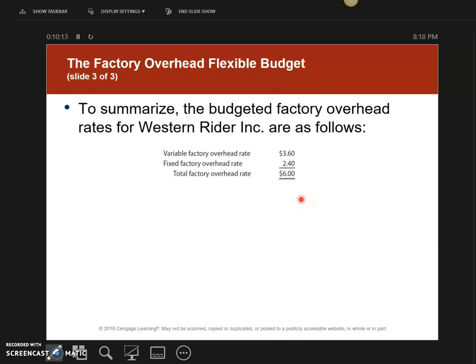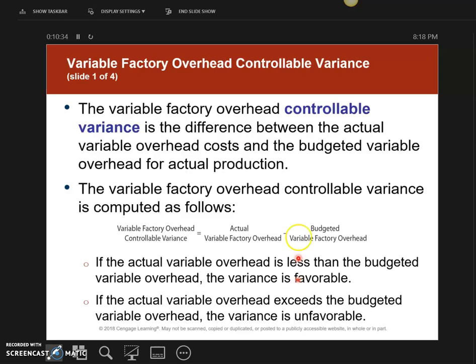So you're not always going to know the total factory overhead rate. You might know the variable and you might know the total factory, then you can figure out the fixed rate. So you may know two of these three and it'll allow you to figure out what the third one is. So the first thing we're going to look at is variable factory overhead. So the key word is whenever you hear the word controllable, it's a variable cost.